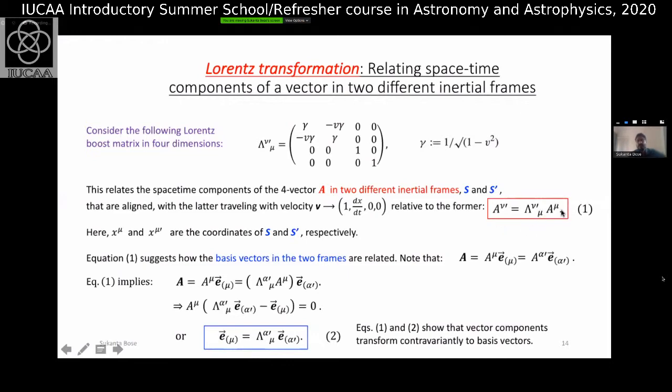You know this from the Lorentz transformation of coordinate systems, right? But using this, you can figure out how the basis vectors will transform. This is something I will go over next time with you.